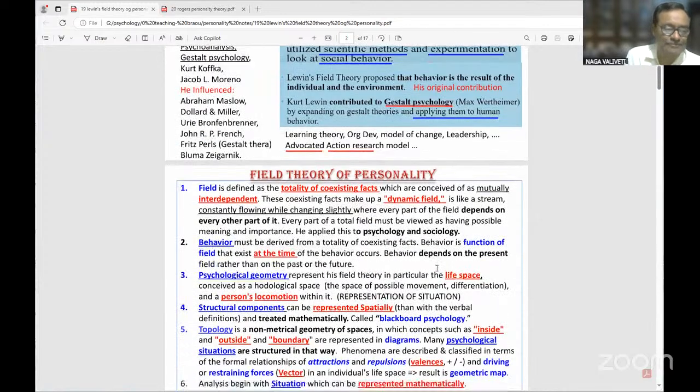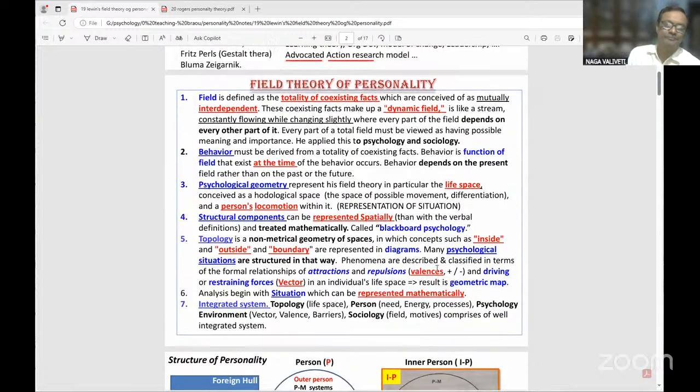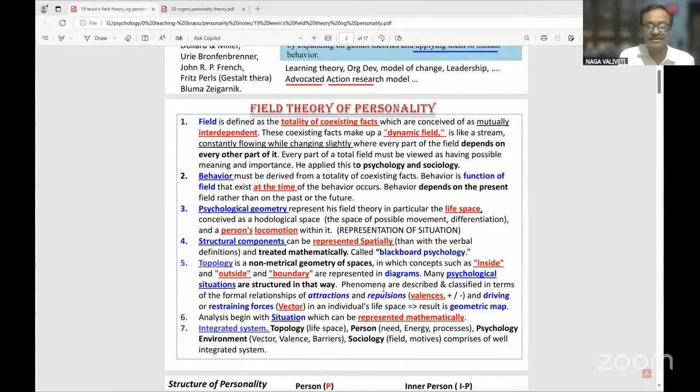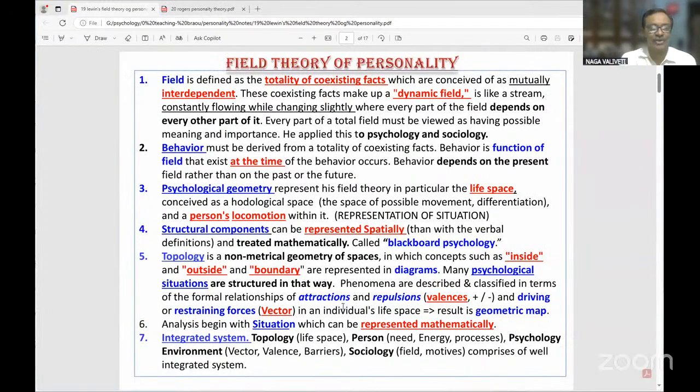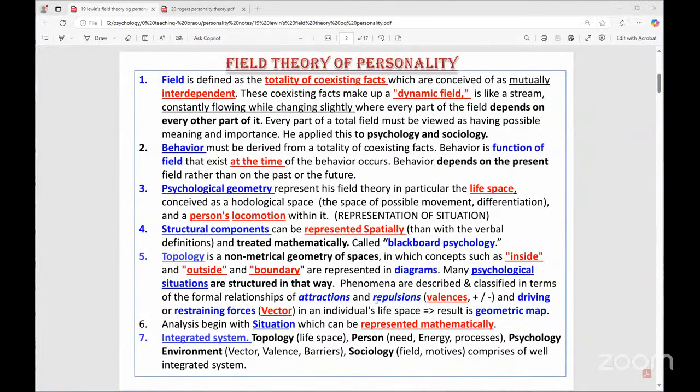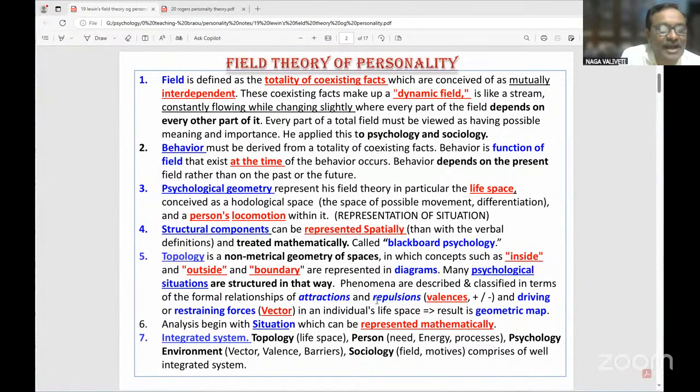Very useful. Now coming to the field theory, I will announce that. Manohar sir, are you there, sir? Today? Sorry. Now field, field theory. Yeah. Morning, sir. Morning.